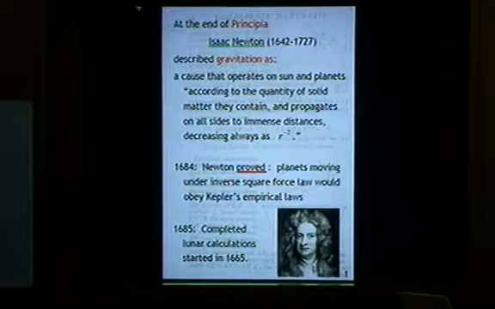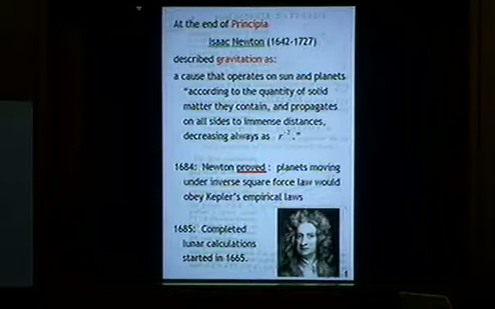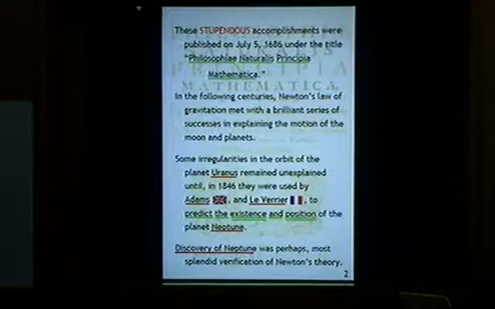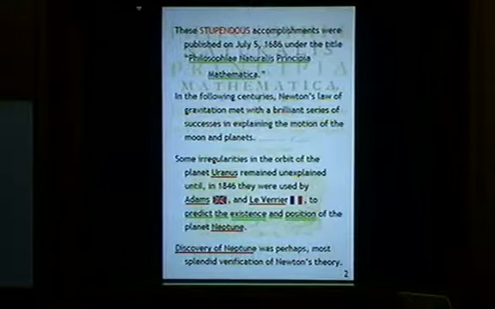In 1685 he completed his lunar calculations that he started 20 years earlier. These stupendous accomplishments were published on July 5th, 1686 under the title Philosophiae Naturalis Principia Mathematica. In those days, all scientists wrote in Latin.